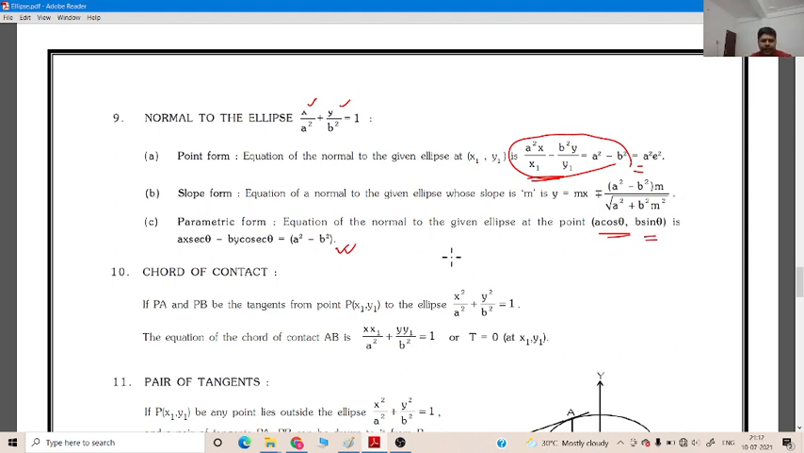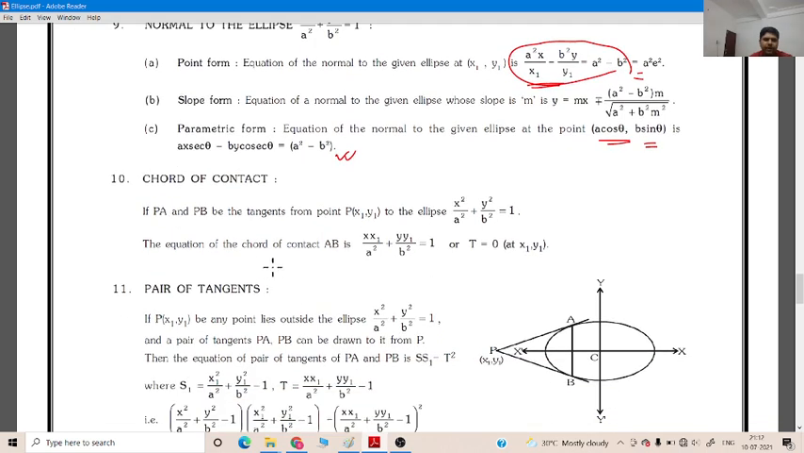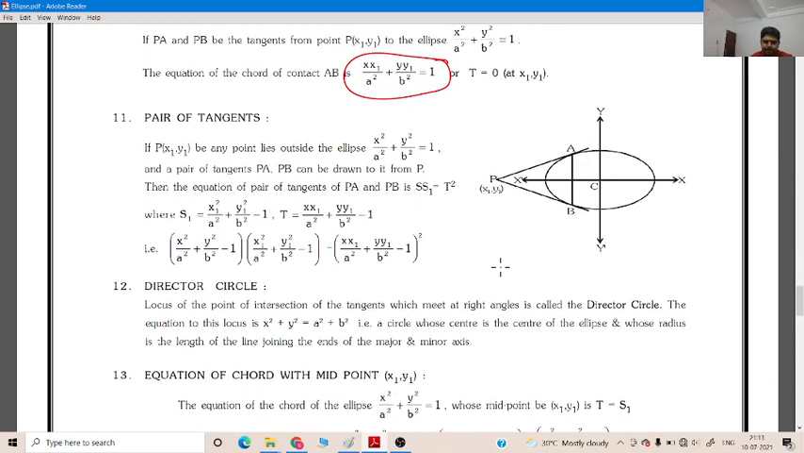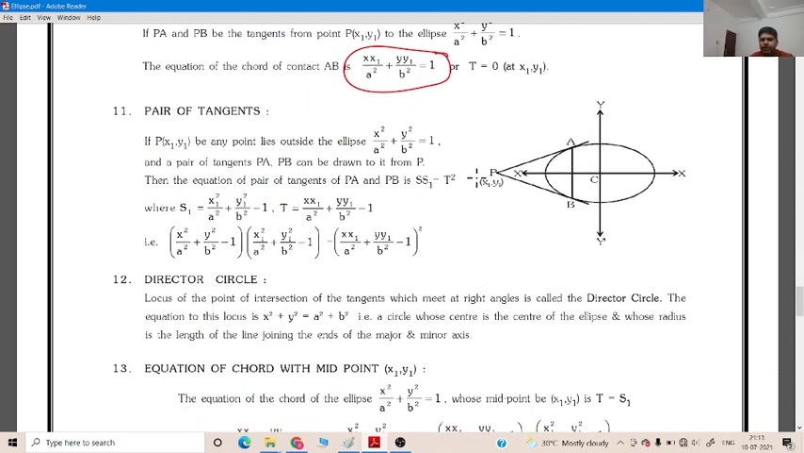The chord of contact. PA and PB are tangents from any point, say P x1, y1, to the ellipse. This one is the equation of the chord of contact AB. That is the equation of what? Chord of contact. And the pair of tangents: a pair of tangents PA and PB. You have, which is known as what, the pair of tangents.